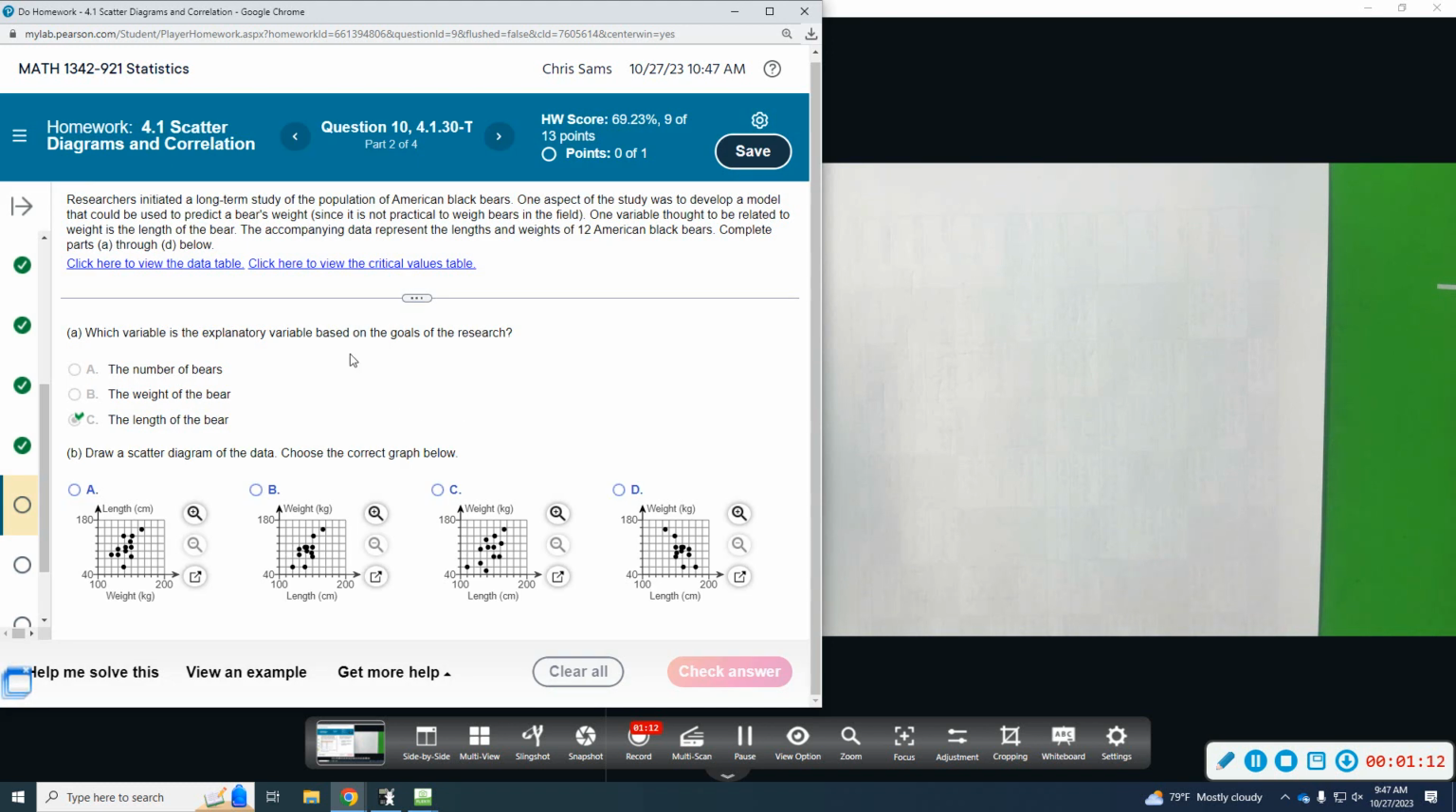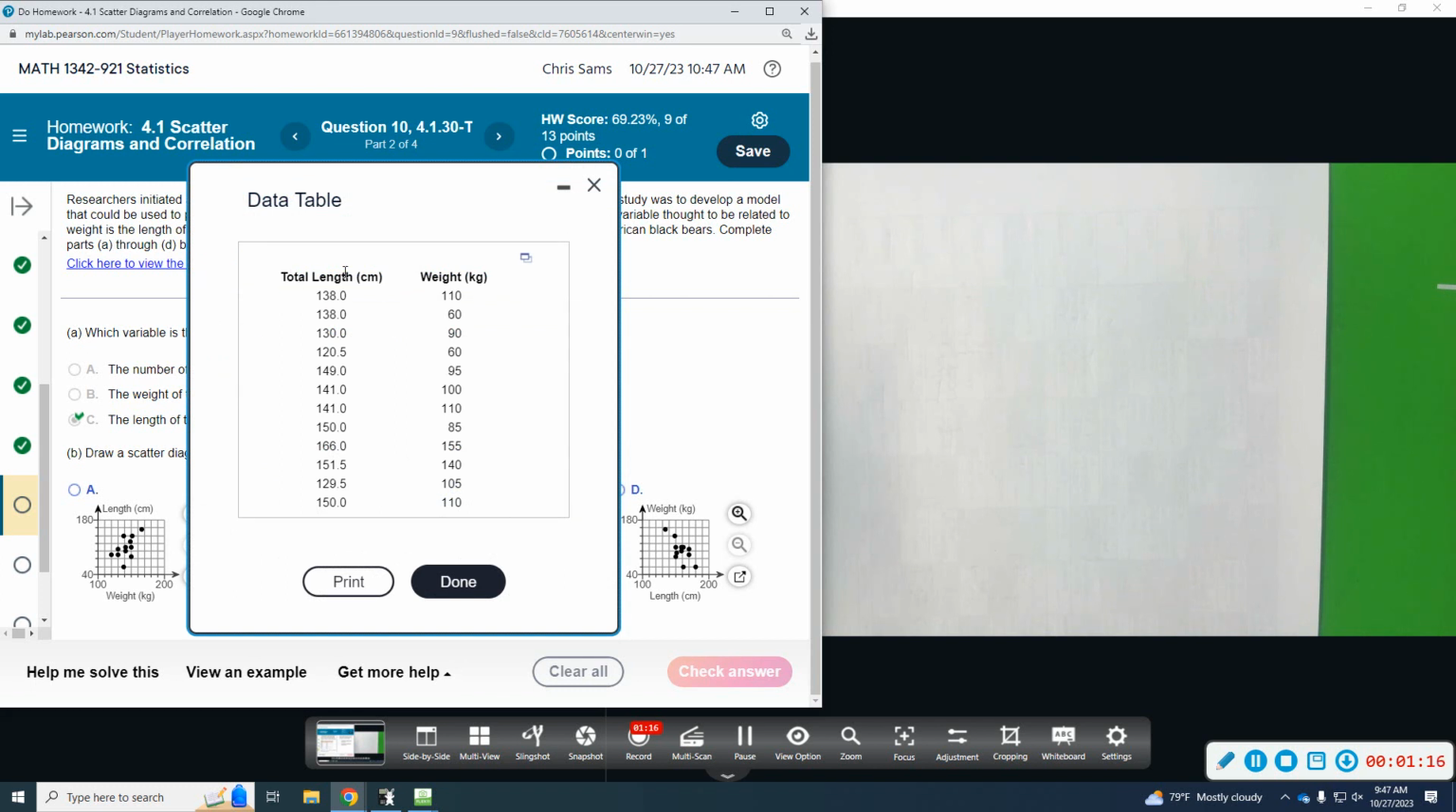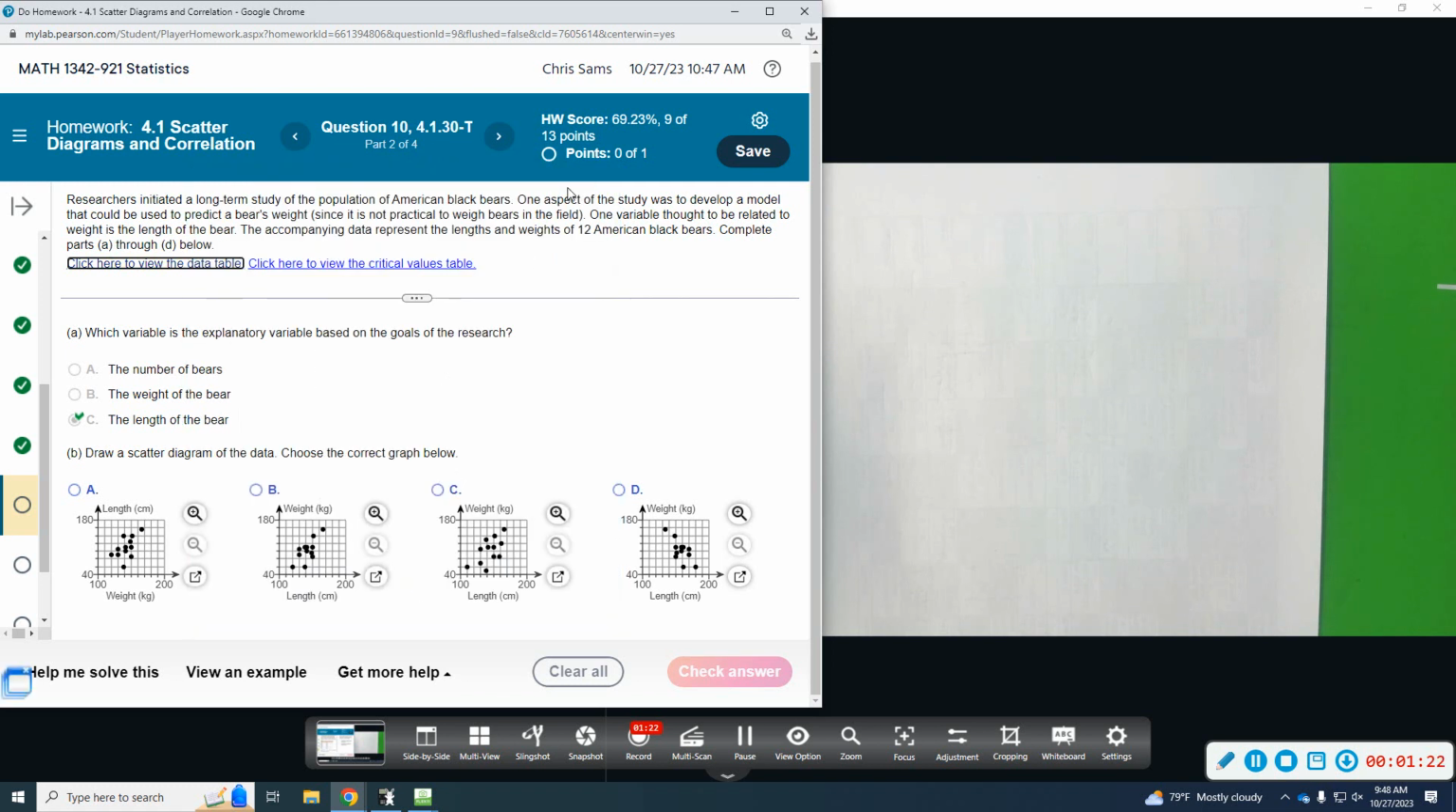Scatter diagram. So again, remember, explanatory should be on the x-axis. So the length should be on the x. The weight should be on the y-axis. So A would be out. We're looking for length on the bottom. So we got B, C, and D that are available. And I would need to do a scatter plot.